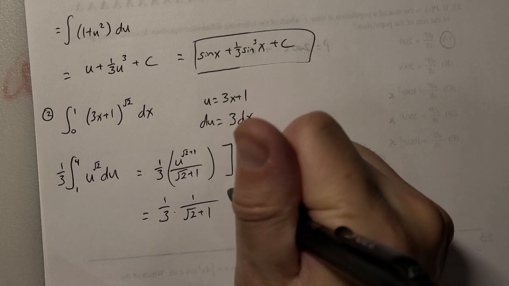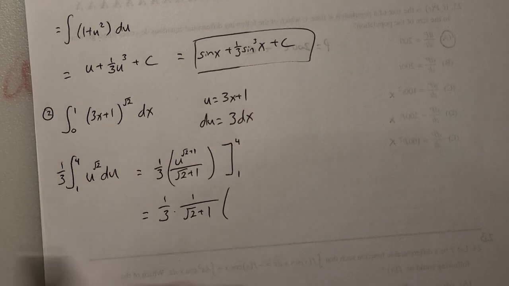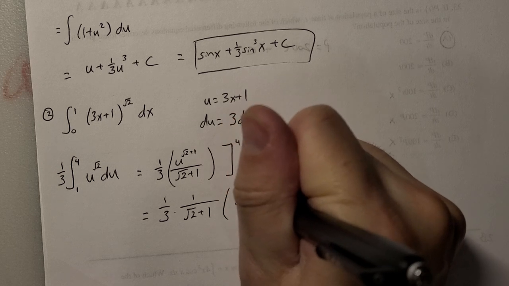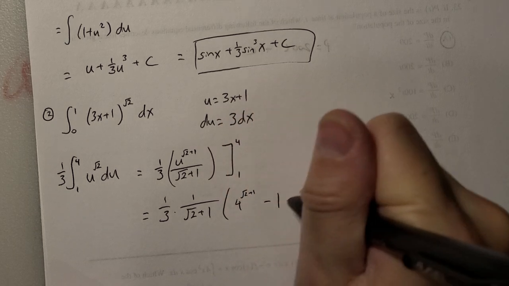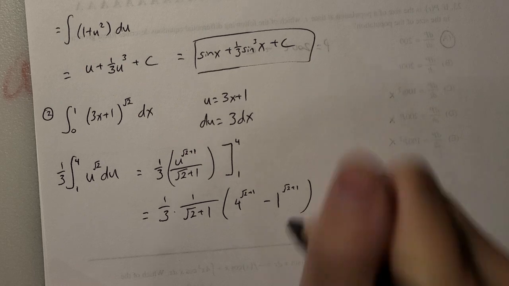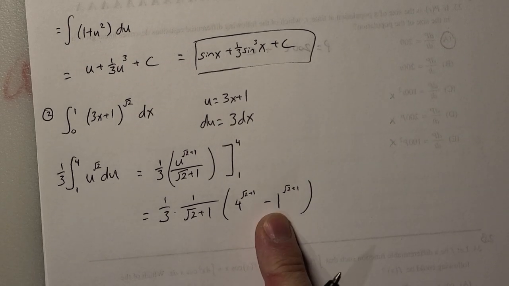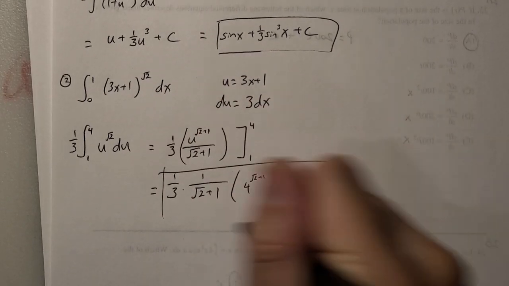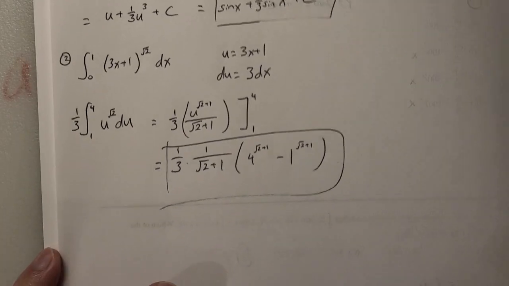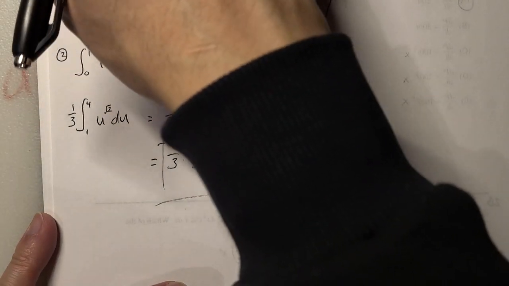Okay, and then we have multiplied by 4 to the square root 2 plus 1 power minus 1 to the square root 2 plus 1 power. Okay, but this is just 1, but I'm just going to leave it like this. I don't think you need to simplify that much at this point in your math career.